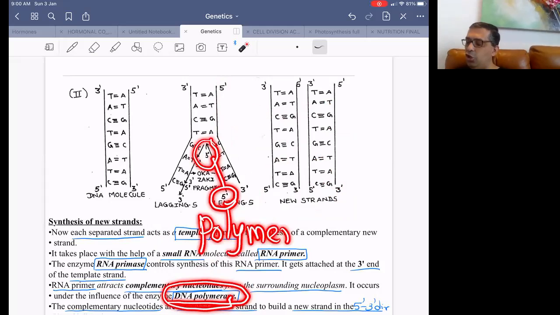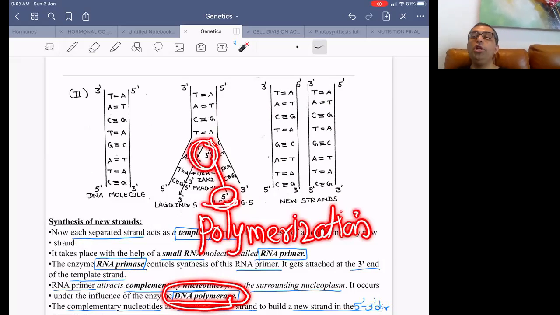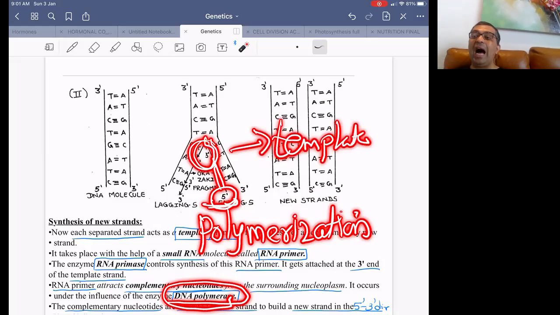So polymerization takes place from which end to which end? It takes place from C5 end to C3 end of new strand. So what is the problem, sir? Sir, if the new strand is formed in C5 to C3 polarity, what should be the polarity of the template? If you remember, both strands are anti-parallel in nature. We did this. Both strands are anti-parallel in nature.